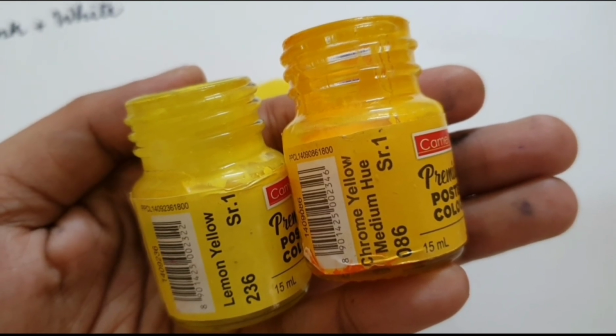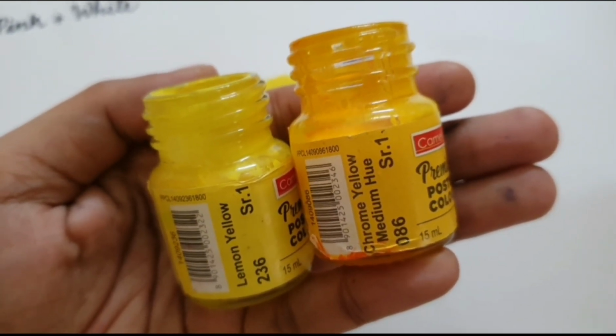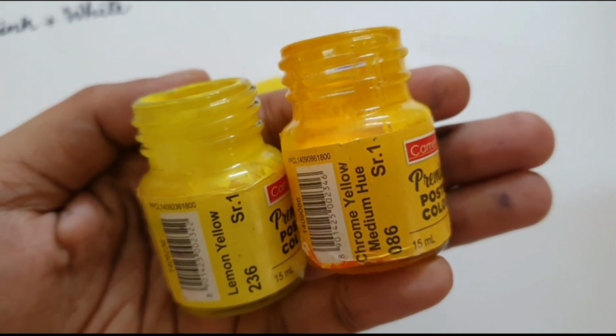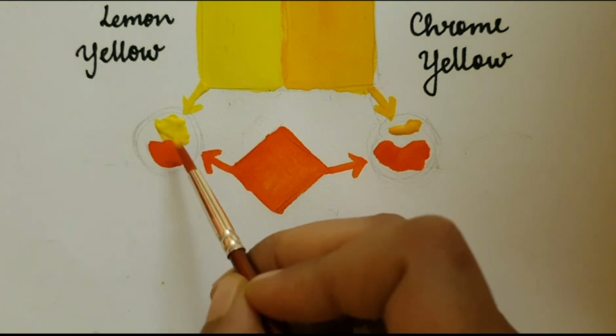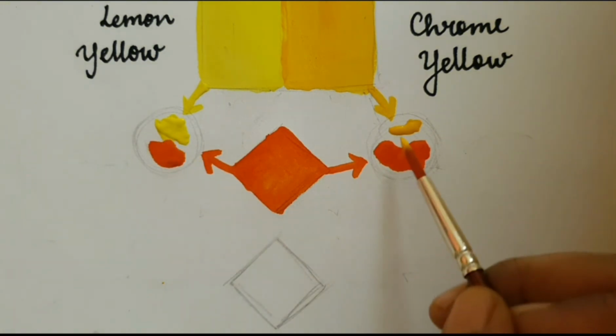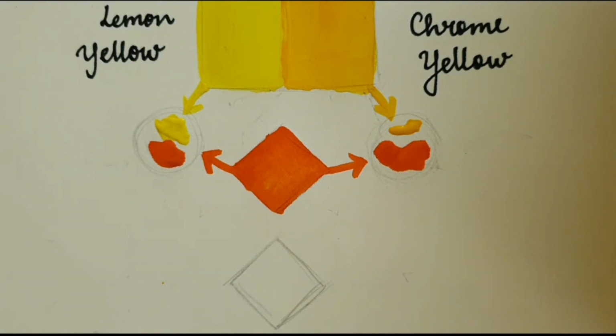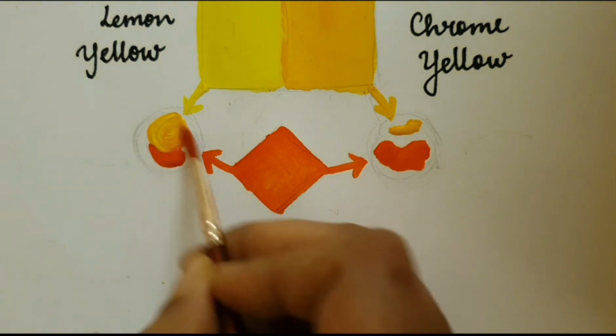Now the last part of the video is about using the correct yellows. So I'm going to talk about lemon yellow and chrome yellow. Let's look at the mixture of lemon yellow, how it appears when you mix it with orange, and what happens when you mix it with chrome yellow. So I'm going to mix directly on the paper over here to show you the difference.